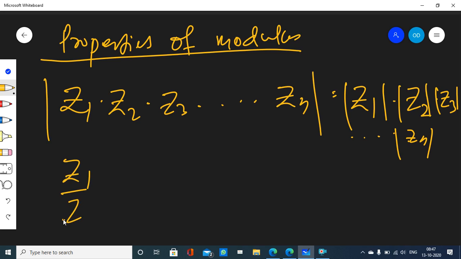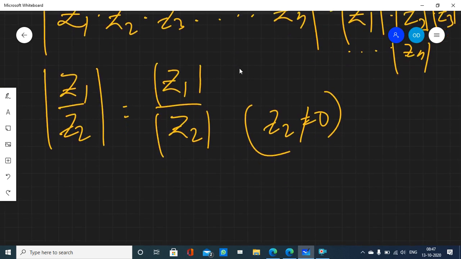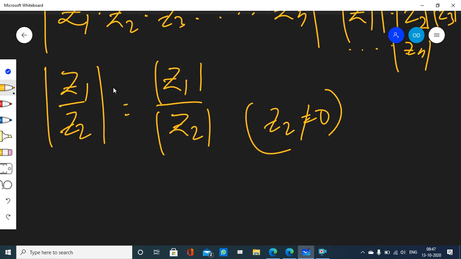Similarly, if I divide one complex number by another complex number and find its modulus, it is the same as modulus of z1 divided by modulus of z2. And remember, z2 is not equal to 0, because once z2 becomes 0, z1 by z2 collapses, it becomes undefined.